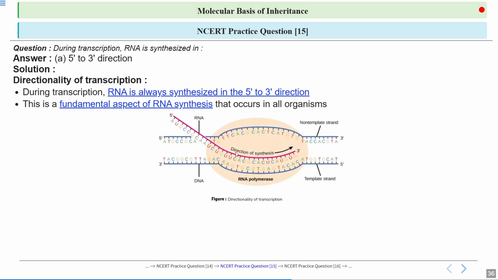So here you can see, this is an image showing you the direction of the synthesis of the RNA. RNA is being synthesized in the 5' to 3' direction. And this is the template DNA. Complementary to this, RNA is being synthesized. Clear?